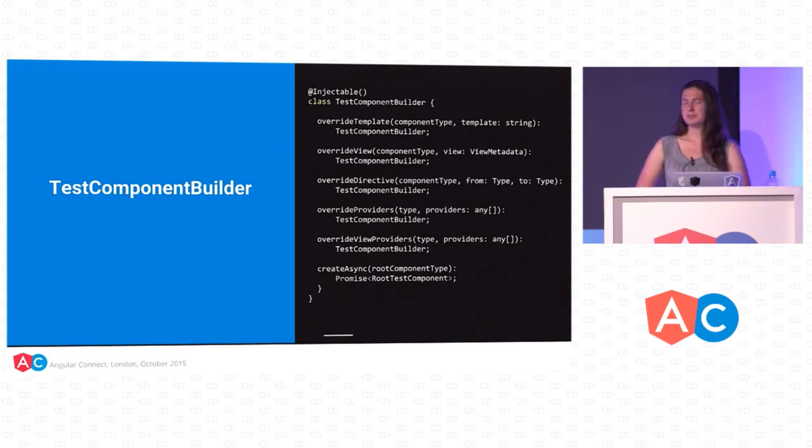So the test component builder lets us override the template, which we saw. There's also a bunch of different options that let you fine-tune exactly what you want to override. If you need to override other aspects from the view metadata, you can do that. You can override child directives or components if you have a particularly complex component and you don't want to test subparts of it. You can override providers and view providers to have fine-grained control of dependency injection. And then finally, you'll call create async to actually get at your test fixture.